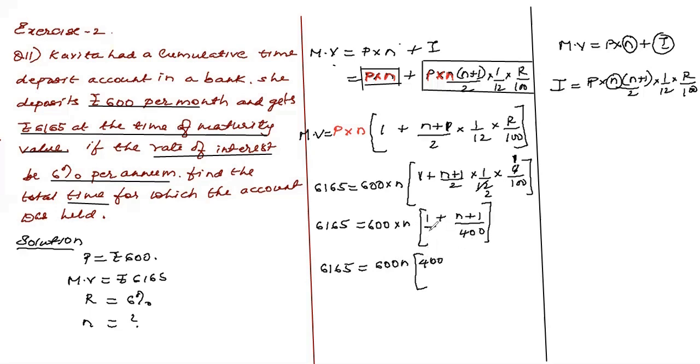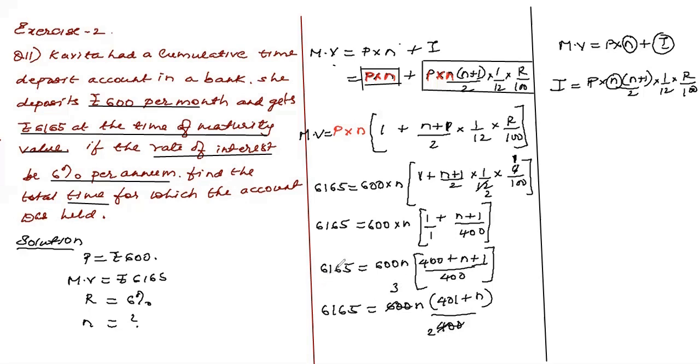Take the LCM and cross multiply. 400 into 1 is 400, 1 into n plus 1 is n plus 1, the whole thing upon 400, children. So 6165 is equal to 600n upon the bracket 401 plus n, since 400 plus 1 is 401, upon 400. Okay, this 400 and 600 will get cancelled: 2 3 times, 2 2 times.